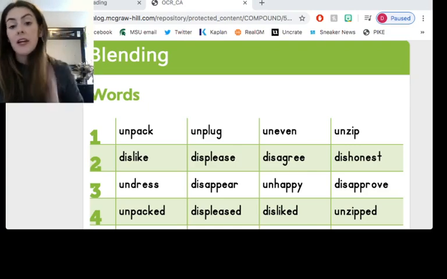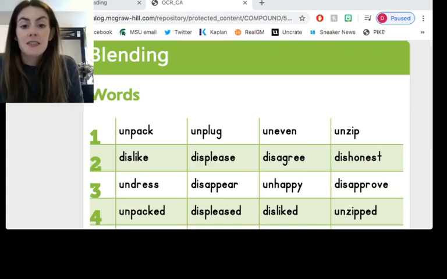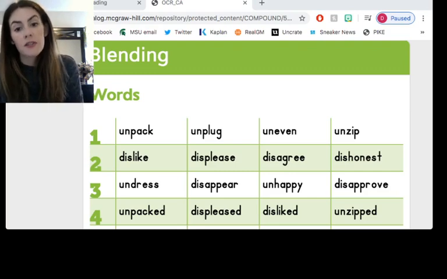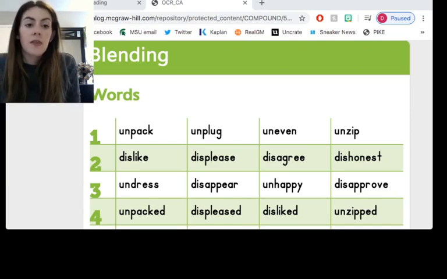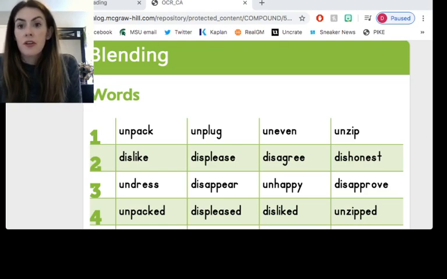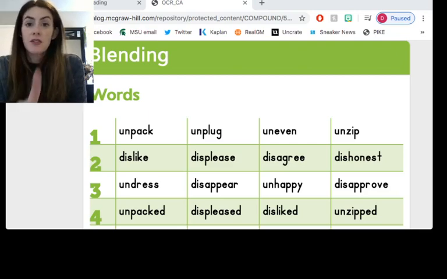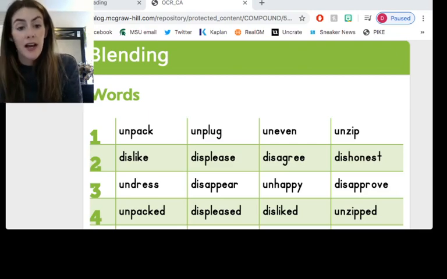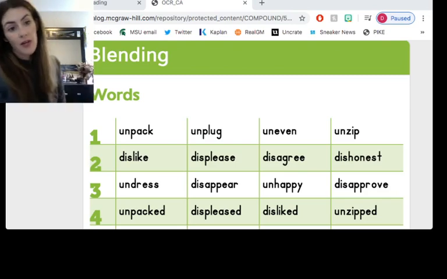Fourth word, third line. There's that prefix dis. Ooh. There's that O that says ooh. It's a tricky one. Disapprove. Nice job. Number 3, let's read them all together here. Undress, disappear, unhappy, disapprove. Very good. You guys are doing an awesome job following and paying attention. You can even take your finger across the screen as we're blending like we do in class. I would love to see you being able to do that.